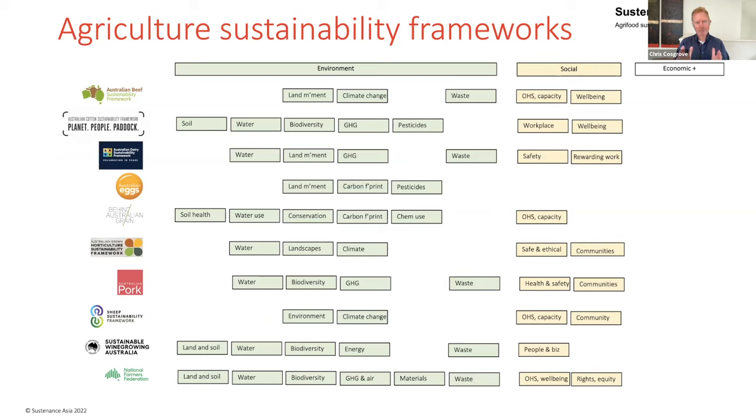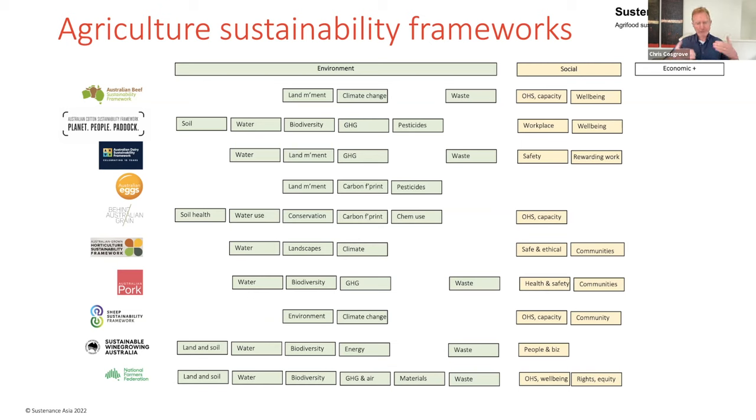I've mapped out just in terms of what each of these industry sustainability frameworks have identified as material. So they've all gone through that process I spoke about before of engaging with their stakeholders, defining what's material, which is this here, and now working to respond appropriately and to measure impact. It's not complete. So for example, the Beef Sustainability Framework also looks at soil and water, but these areas here are what they define as five of their six priority areas.